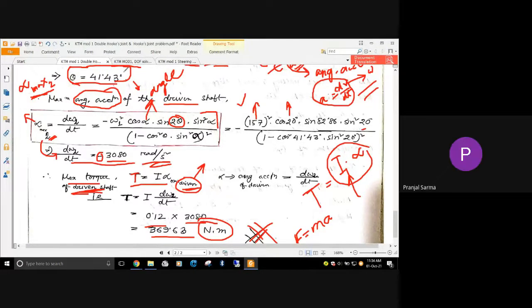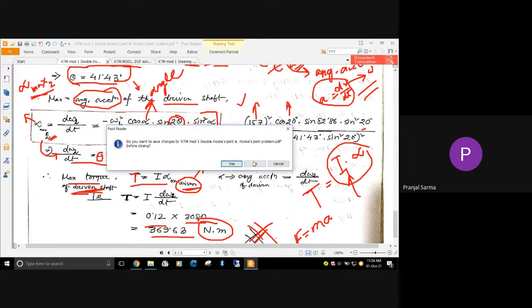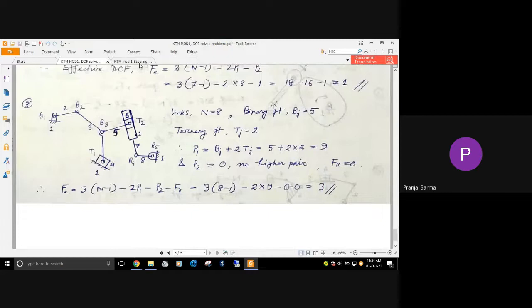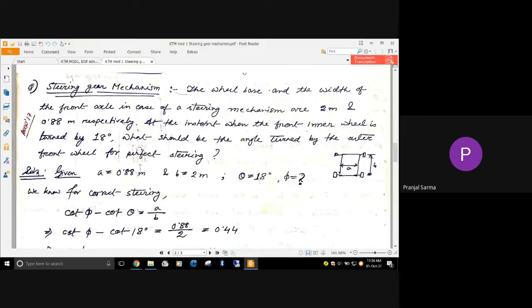Yes. Okay. So for this kind of problem, for a Hooke's joint or universal joint, whatever you call it, you just try to find out. Then one small problem we will check from the steering gear mechanism. All of you already understand it.